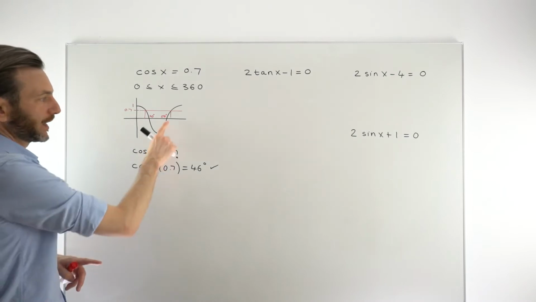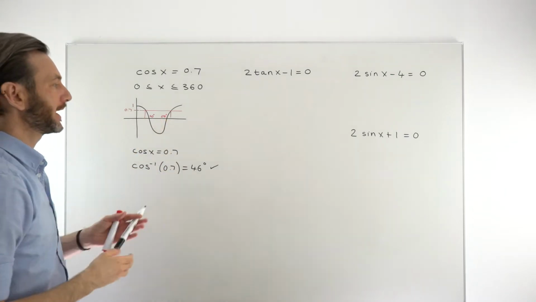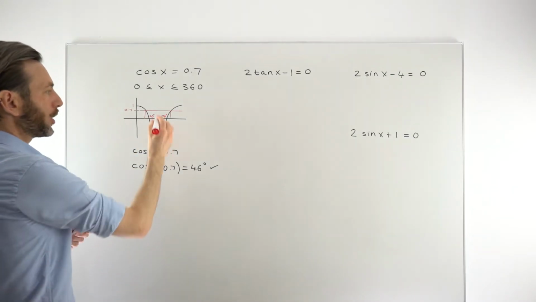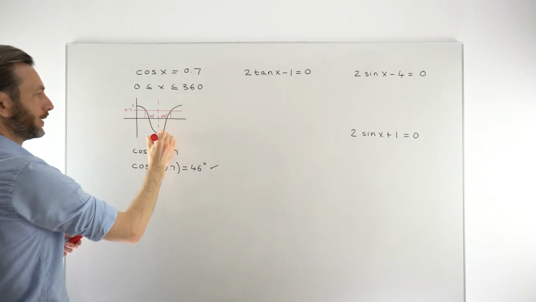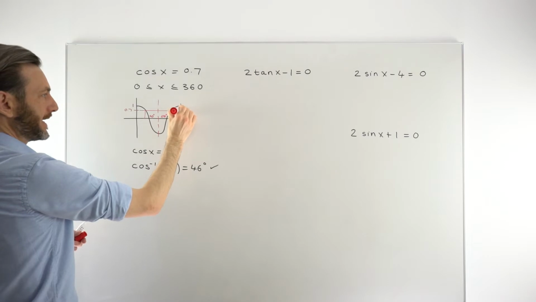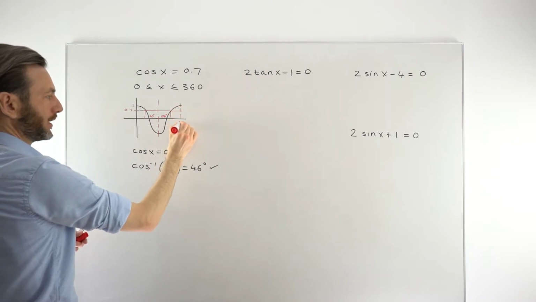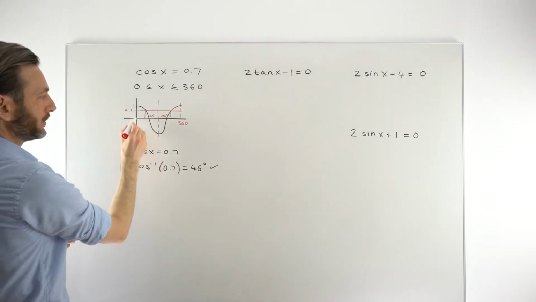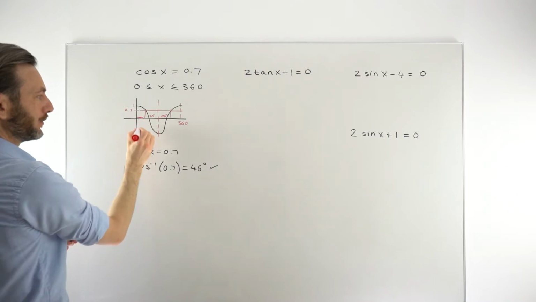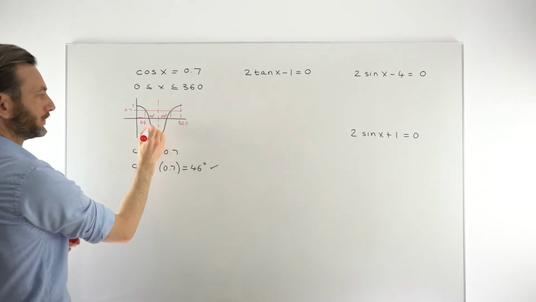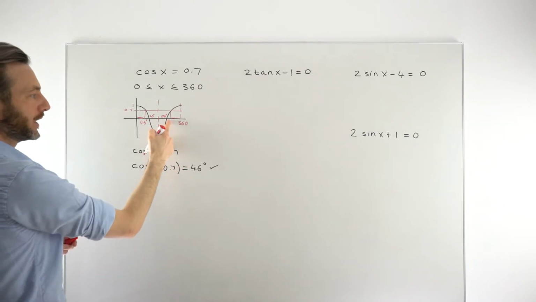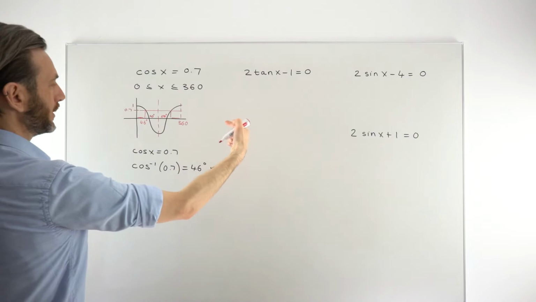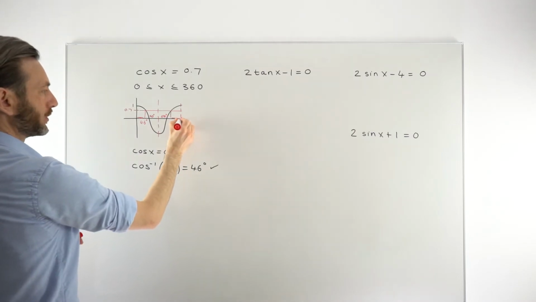But we also need a second solution, this one over here, and we can get that second solution partly off the symmetry of the graph. That would be one way to do it. Remembering that this end point on a cosine graph is at 360 degrees, that must mean that this length here, which we've now figured out is 46 degrees, and this length here, should be the same. So this point here is 46 degrees back from 360.